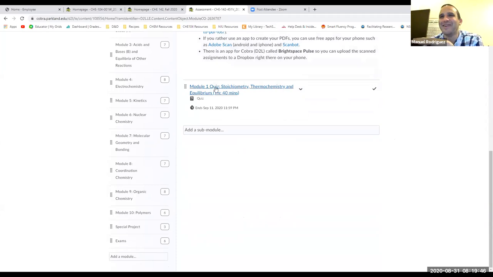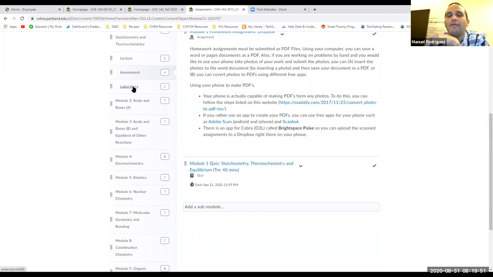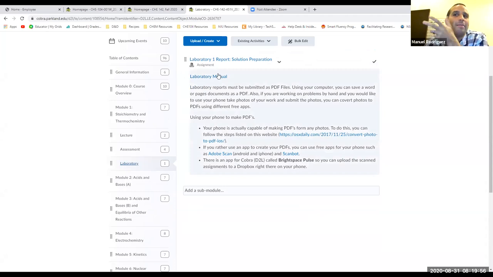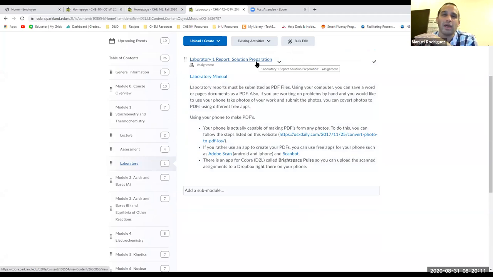So we talked about lecture. Then the last thing that we have to talk about will be lab. So for the labs, you get the lab manual. So you open the lab manual, you read whatever lab we are doing. In this one, we are doing solution prep. You got a lab kit. So the lab kit has all the equipment you need, but you have to purchase a few things.